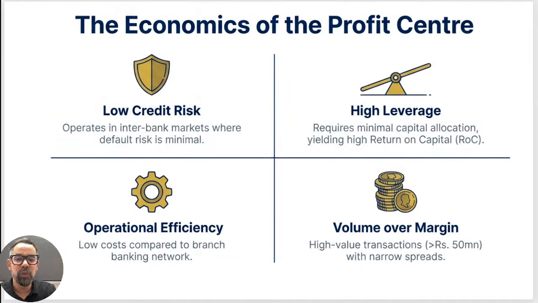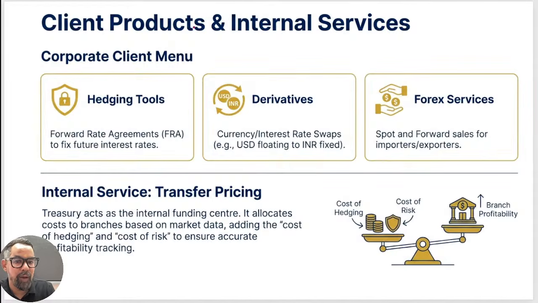And when it comes to the other areas, the treasury as a profit center, how does it generally generate the profit? Low cost credit risk, high leverage, volume over the margin, and operational efficiency. So these are the different ways through which treasury generally tries to generate some sort of additional profit for the bank. We generally have client products and internal services, hedging tools, where we use different swap contracts, forward contracts, and others. Derivatives are generally part of this for speculation as well as hedging, or sometimes in forex when we have arbitrage opportunities, that is also availed through this particular one itself, right?